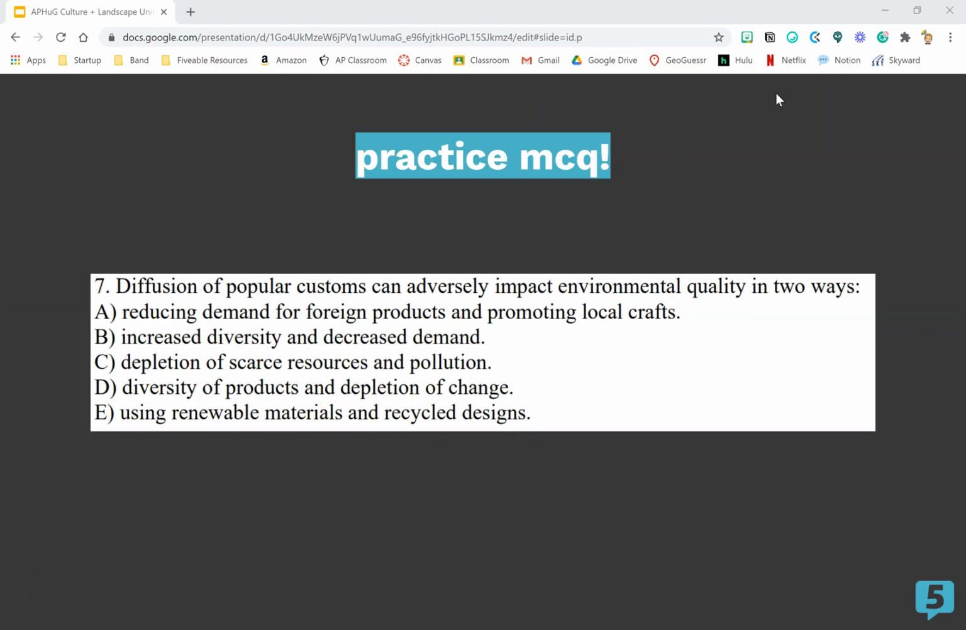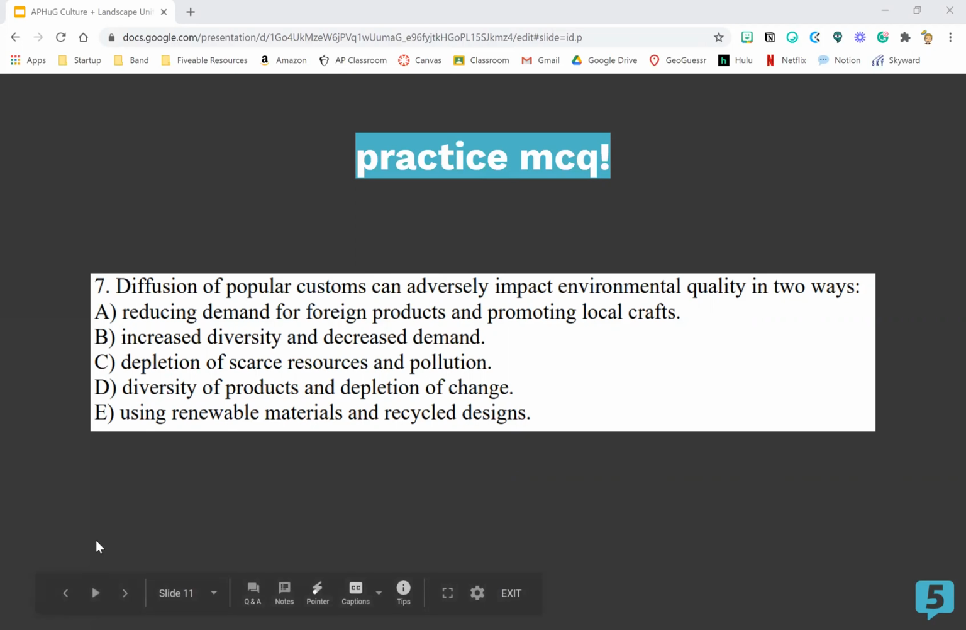Diversity of products and depletion of change. So the second one here is really important, even if you don't know what diversity of products means in this context. Depletion of change is like things don't change and things always stay the same. And that's the opposite of what pop culture does. E, using renewable materials and recycled designs. So this is a very recent pop culture trend that you're seeing, using renewable, and that's just a trendy thing. But diffusion of popular customs, I think that C is a better answer than E.